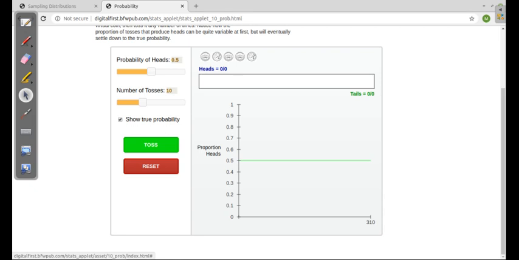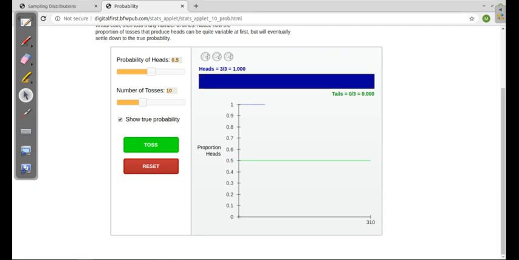Now I am tossing the coin 10 times. See here, in the first set of 10 tosses I got 8 heads and 2 tails. It is a random process, so I cannot tell how many I will get. Now I am tossing again. The total number of observations becomes 20, and out of 20 the total number of heads becomes 13.